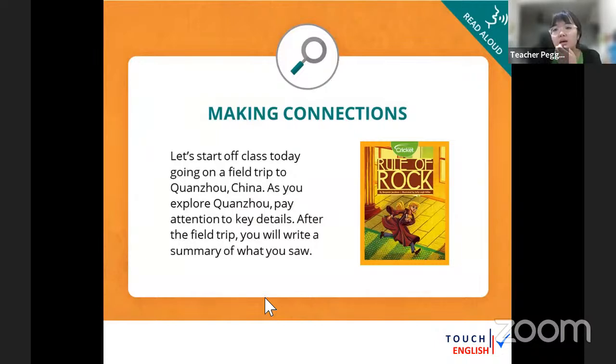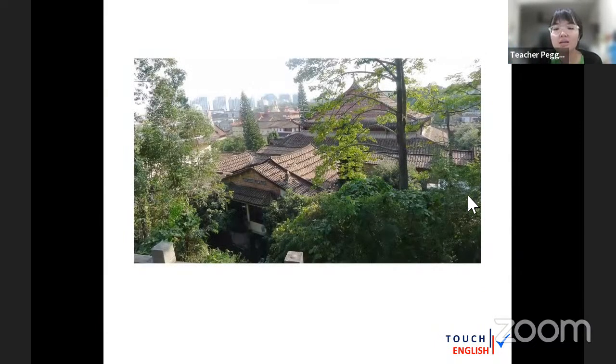So before we really start the story, we're going to look at pictures of these places in China. Quanzhou. As you explore Quanzhou, pay attention to the key details. After the field trip, you will write a summary of what you saw. So before we really go into the story, we summarize what we see in the picture first. Warm up first. All right. So this is the first picture of these places.